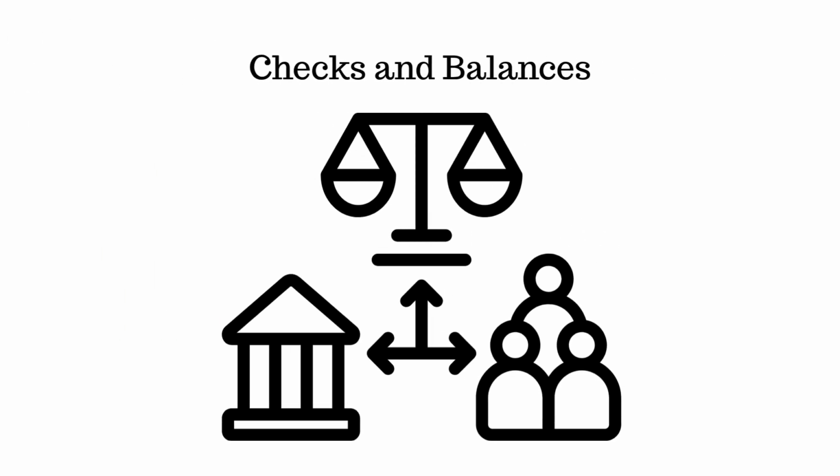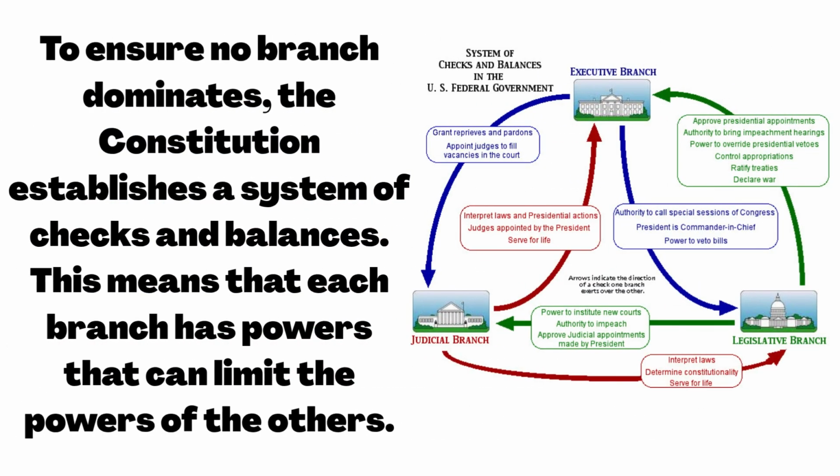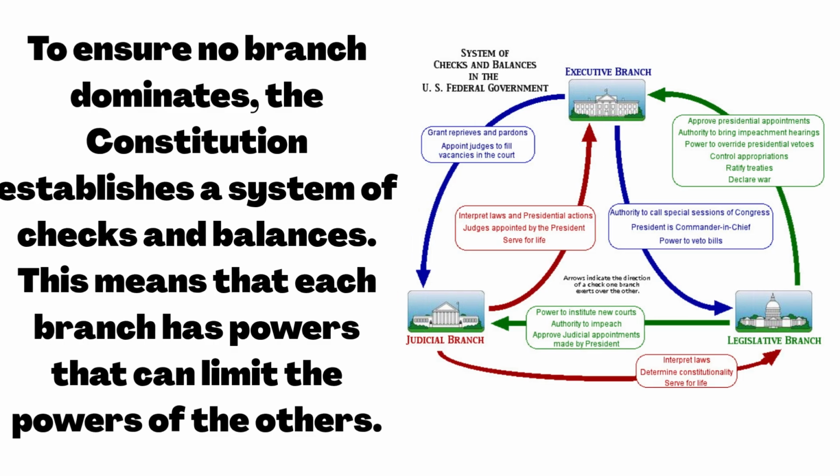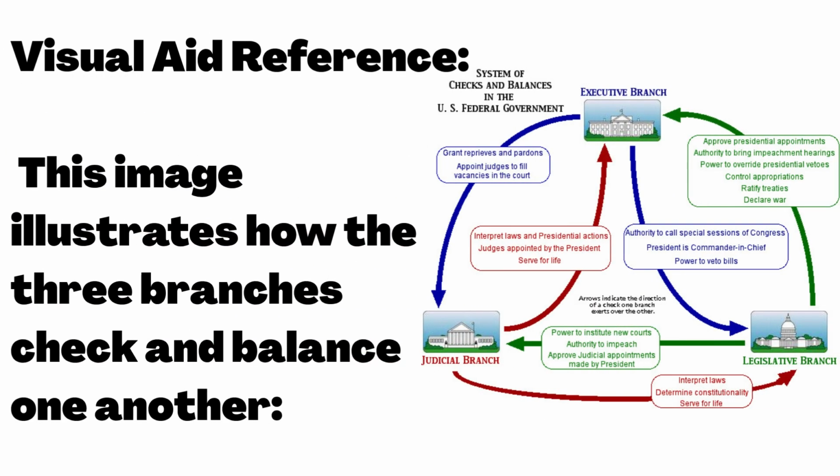Checks and balances. To ensure no branch dominates, the Constitution establishes a system of checks and balances. This means that each branch has powers that can limit the powers of the others. Visual aid reference. This image illustrates how the three branches check and balance one another.